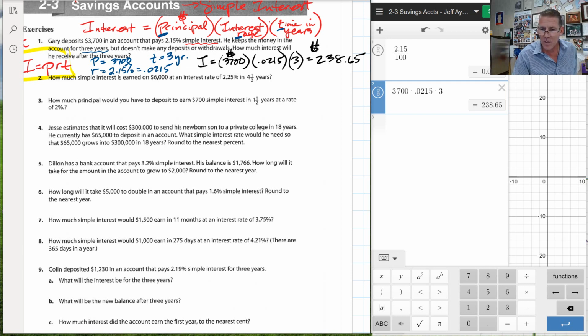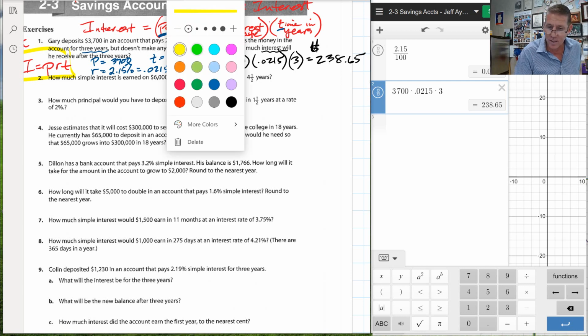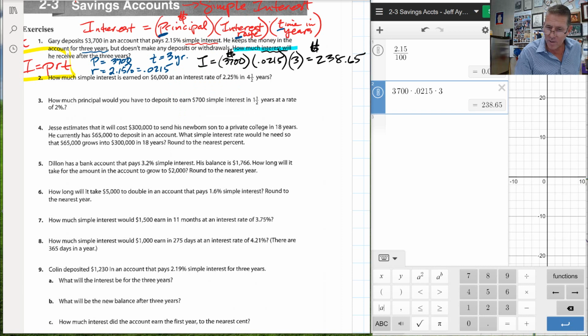Okay? You'd have to add the interest to the original principal to see how much money is actually in the account. But it wasn't asking that. It says how much interest will there be. So you got to focus in on the question here. The question again is, how much interest will he receive after the 3 years? Well, guess what? It's $238.65.